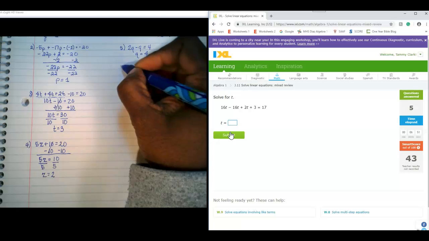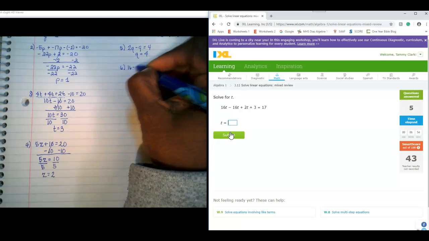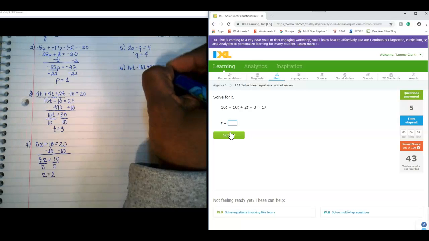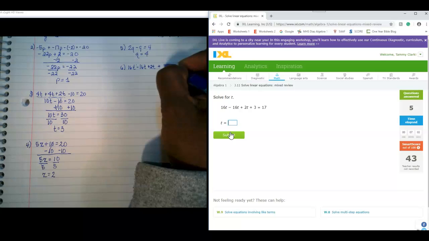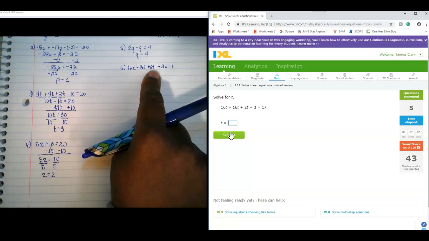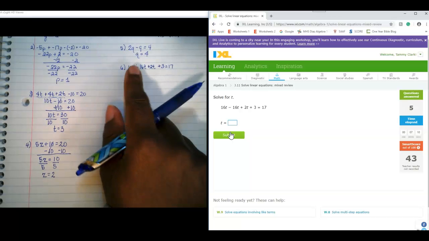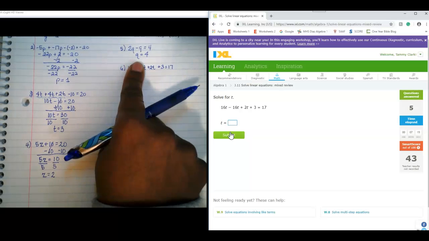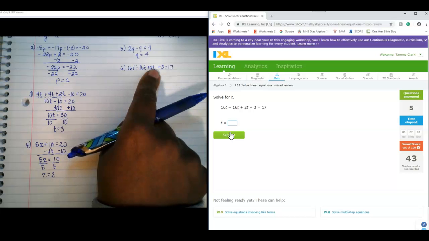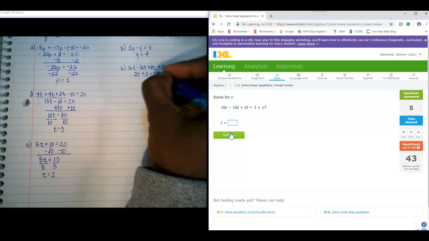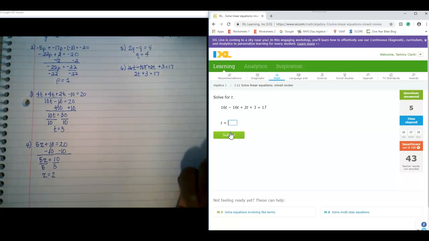Number 6, 16t minus 16t plus 2t plus 3 is equal to 17. Let's do some combining of like terms or buckets, whichever you want to say. So I have 16 t's and I take away 16 t's. Well, automatically that's 0 t's left just between those two. But then I come back and I add 2 t's to it, so I'm left with 2t plus 3 is equal to 17 because those eliminated each other.